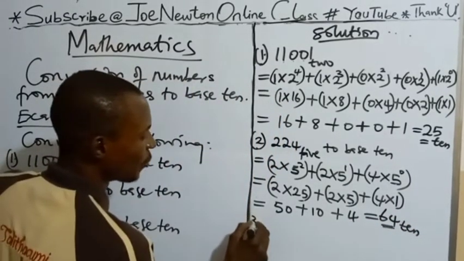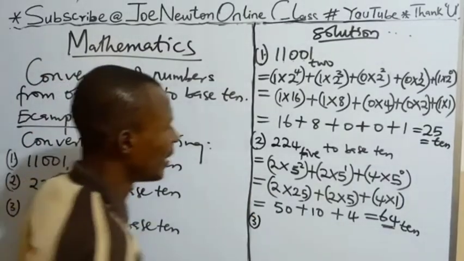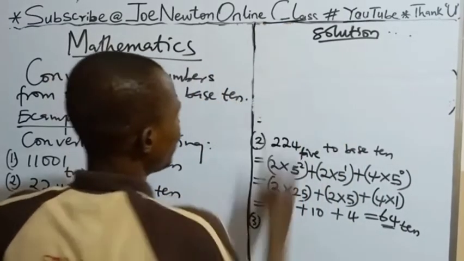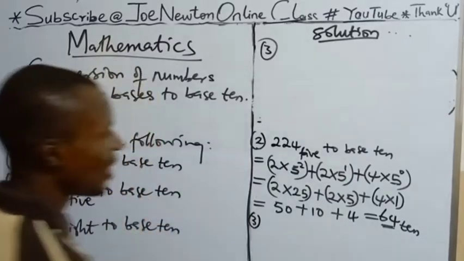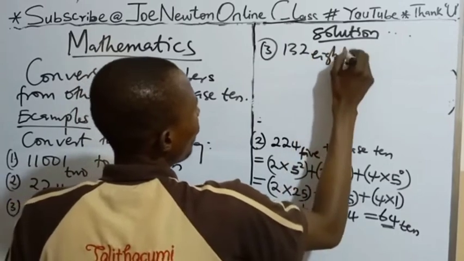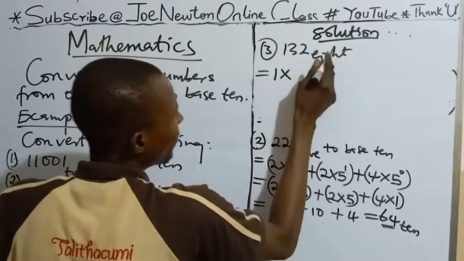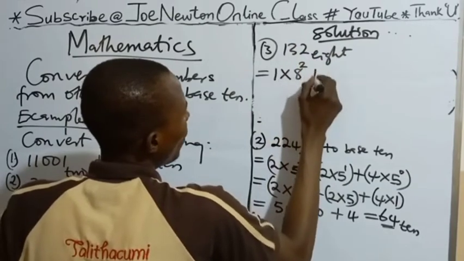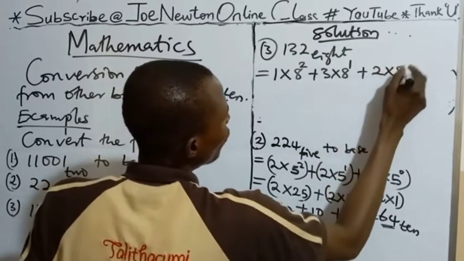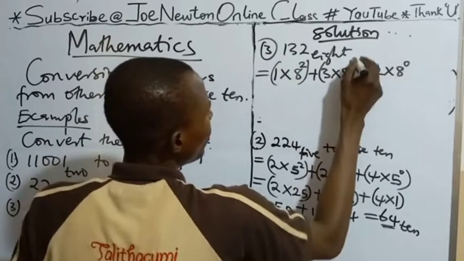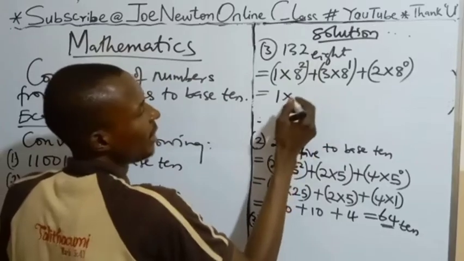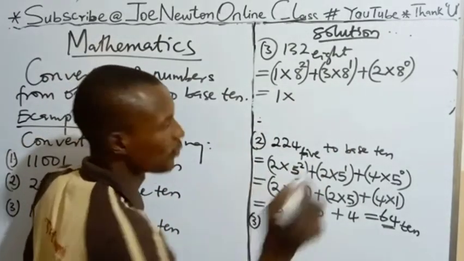Then the last one, number 3. For space, let's work number 3 up here. Number 3 says, I hope you can now work number 3. 132 base 8. And that will give us 1 times 8 to the power of 2, plus 3 times 8 to the power of 1, plus 2 times 8 to the power of 0. You bracket them, showing the order of operation. That means 1 times 8 power of 2 is 8 times 8, 64, not 8 times 2.